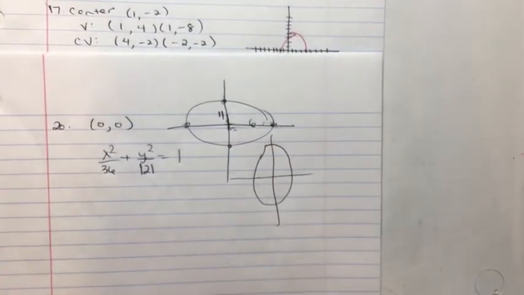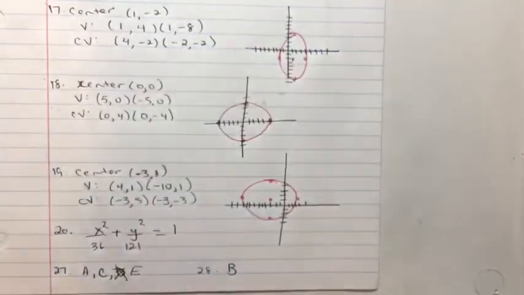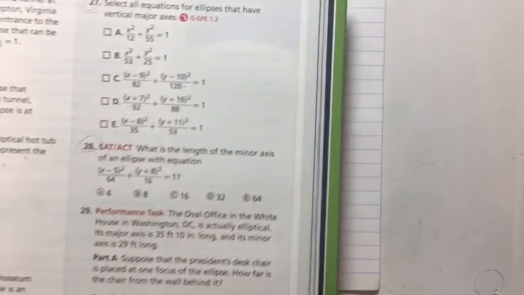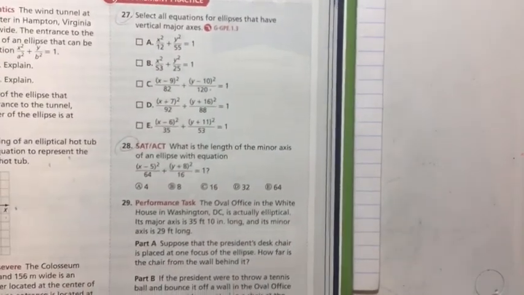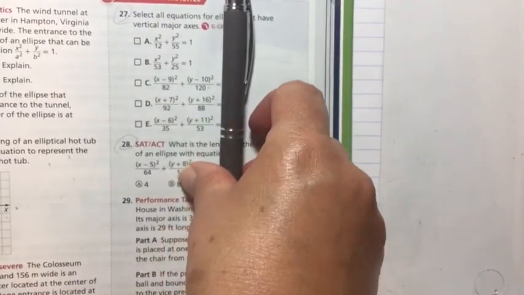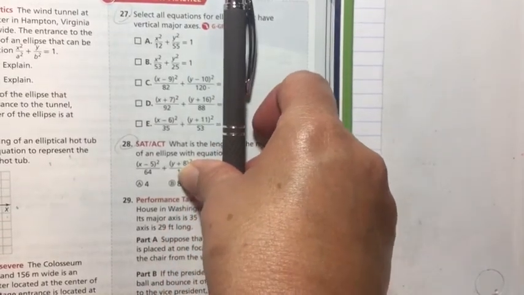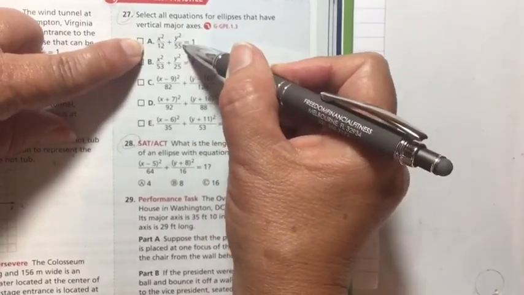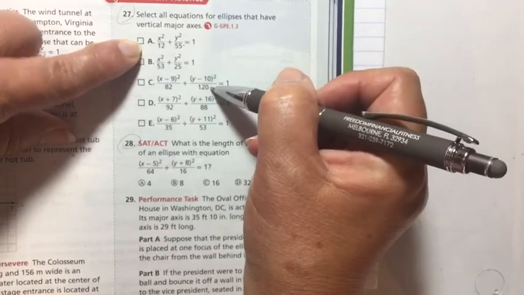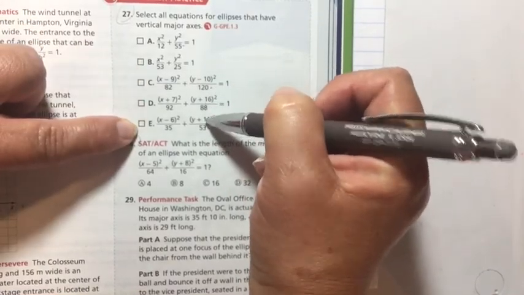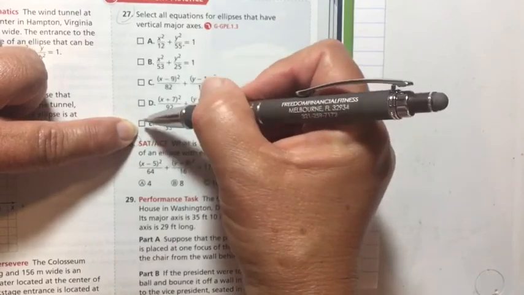All right, the last two are multiple choice. 27 was A, C, and E, and 28 was B. So in 27, you're looking for the vertical major axis. Remember, vertical is up and down, that's Y. So you're looking for the one that has the biggest Y value. 55 is bigger, 120 is bigger, and 53 is bigger. A, C, E.